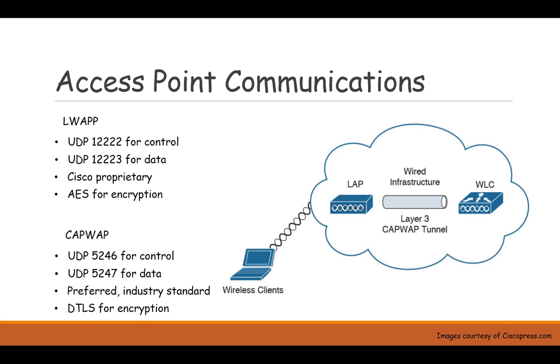At first, Cisco access points in a centralized design used the Lightweight Access Point Protocol, or LWAP, to communicate and transport user data. This was a Cisco proprietary protocol and used AES, or Advanced Encryption Standard, for data encryption. It uses UDP 12222 and 12223 for control messages and data transport respectively.